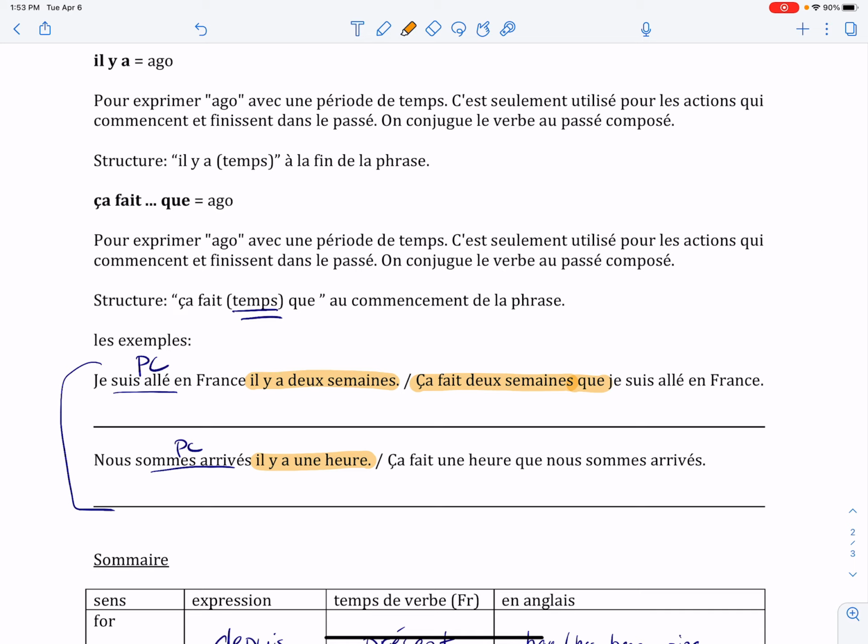Il y a and the time has to go at the end of the sentence. Ça fait que with the time has to go at the beginning of the sentence, but they have the exact same meaning. So nous sommes arrivés il y a 1 heure was we arrived 1 hour ago, and same meaning here for ça fait 1 heure que nous sommes arrivés.